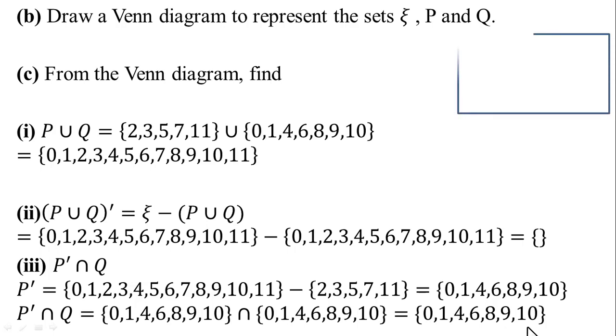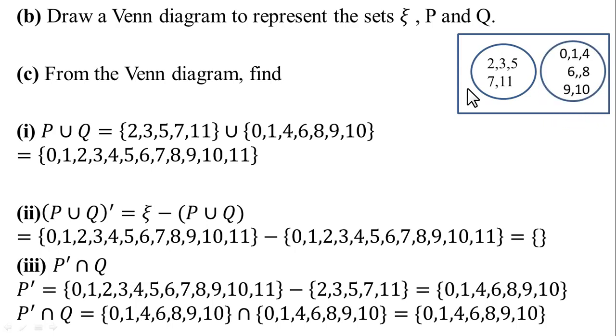Now we have to draw the Venn diagram according to the B part. First of all, the universal set. Now the elements of the first set and the elements of the second set. In this diagram we can see that there is no element in common to both sets. So the answer of this set is empty set. They have no common element.